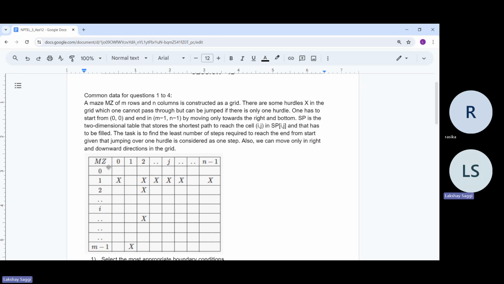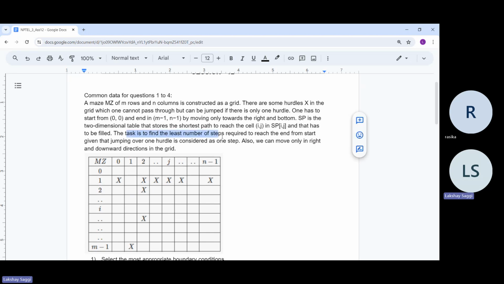So it can be seen that the distance between 0, 0 and m minus 1, n minus 1 will always be the same, because you will have to take n minus 1 rights and m minus 1 downs to always go to this coordinate. But we don't want to minimize the distance; rather, what we want to minimize is the number of jumps over the hurdles which we have to make.